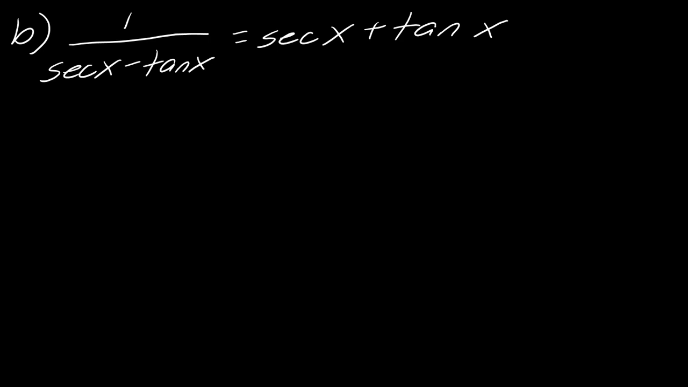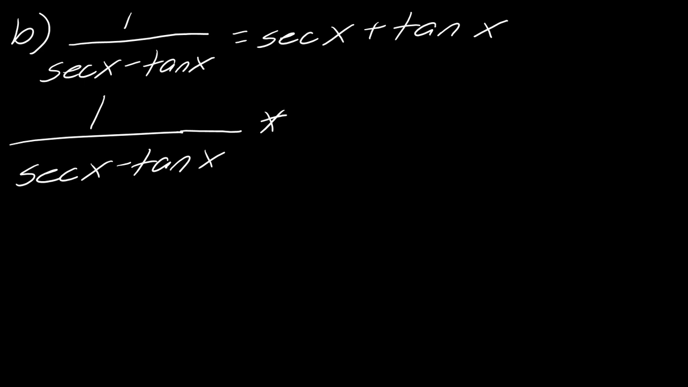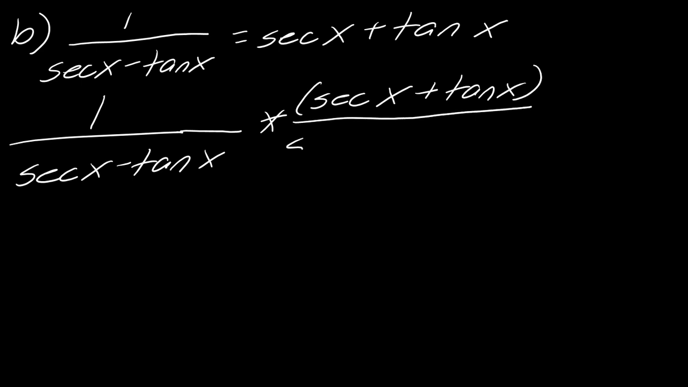Okay, going on to B, I've got 1 over secant x minus tangent x equals secant x plus tangent x. When I see a fraction that I can't simplify like this, to me, this is screaming to use the conjugate. So I am going to go ahead and multiply by the conjugate and see what happens. I've done enough of these problems that usually if there's a fraction I can't simplify, that's the way I want to go.